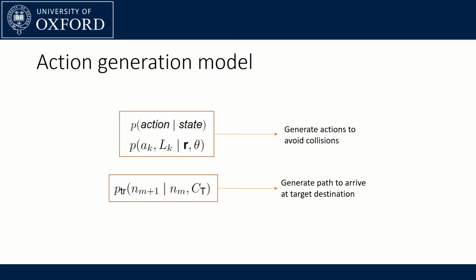So in terms of generating vehicle behaviors, this top probability distribution up here is used to generate vehicle actions which avoid collisions between vehicles. So this would be accelerations and lane changes based on the state of the vehicle at a given time. And then this bottom distribution down here would be used to generate vehicle paths, given that we know where the vehicle is and we know where it wants to go.